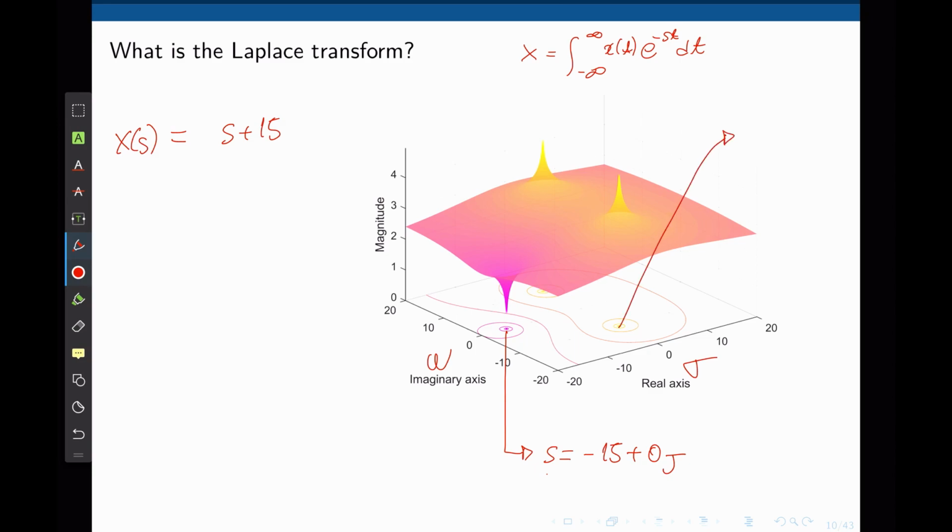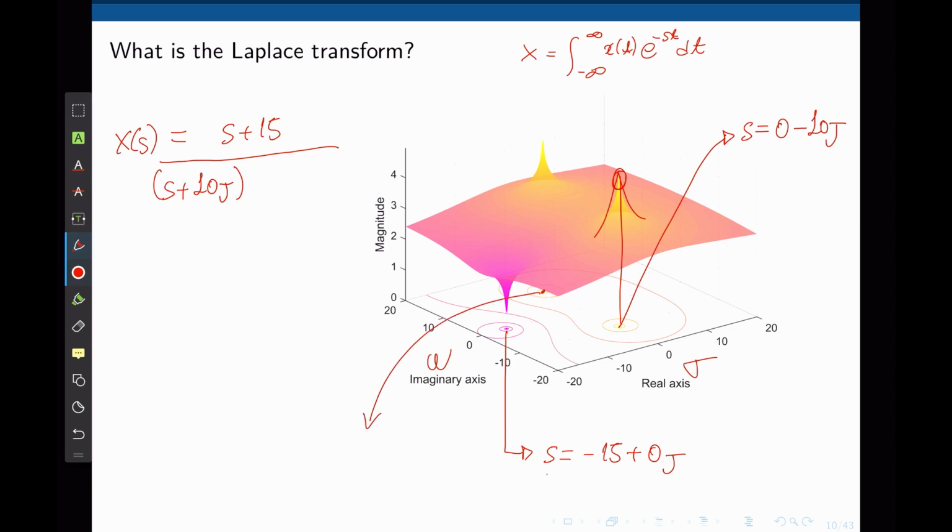We still have 2 more points to deal with. Let's start with this one. At that specific point, the value of sigma is 0, and the value of omega is negative 10. So S equals negative 10j. When S tends to negative 10j, the function tends to infinity. How do we make a function tend to infinity? We can divide the function by a very small number. If we now divide this function by S plus 10j, when S tends to negative 10j, the function will tend to infinity.